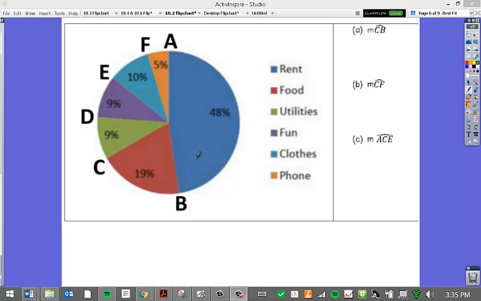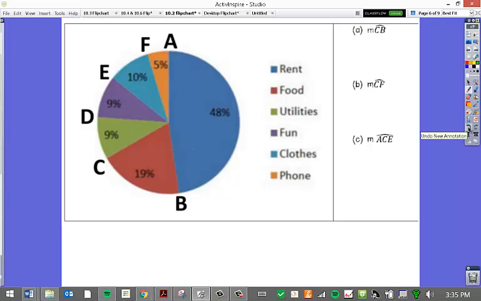So the next thing we're going to do is take percentages and convert them into angles so we can find arc measures. This is an example of a pie chart. It looks like somebody's budget, the percentage of their budget that they're spending on different categories. All the way around the circle is 360 degrees, so we're trying to figure out what percent of 360 degrees is each of these angles.